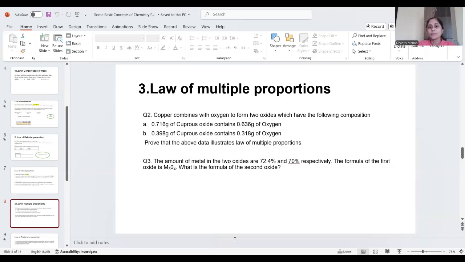Here the reactants are the same, so they are forming metal oxide. So this also is a part of multiple proportion. Let's check out the formula. I'll just share the screen.